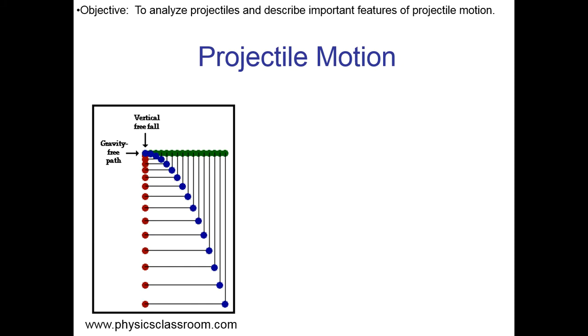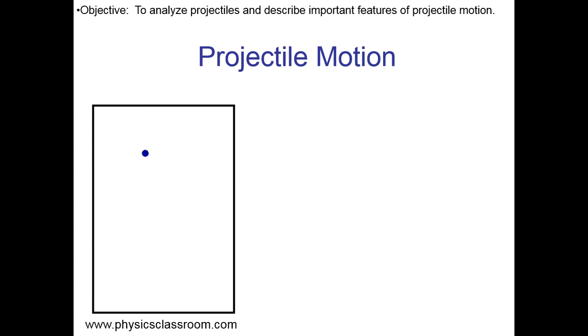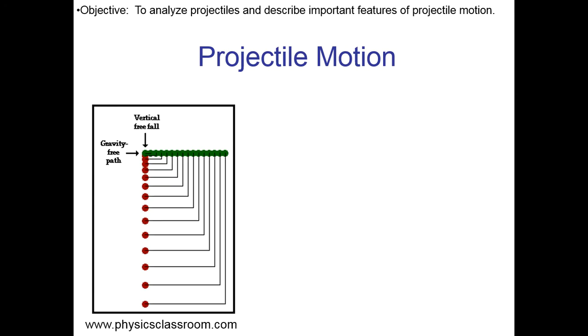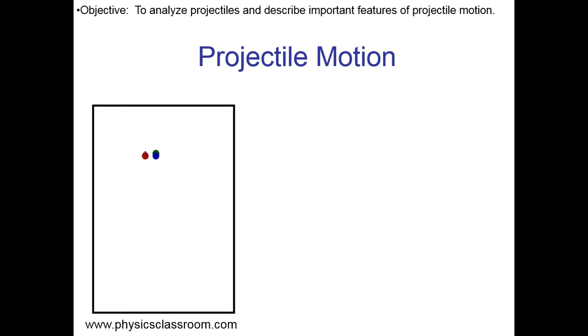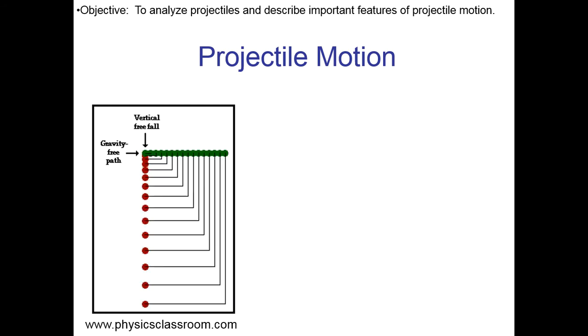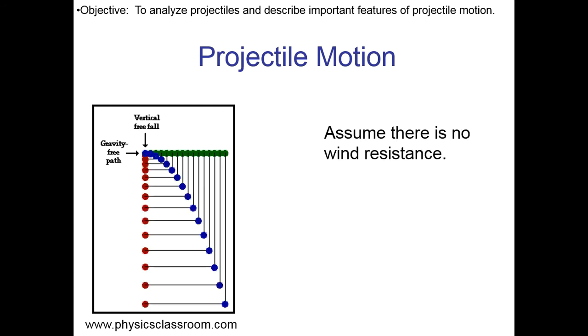So let's take a look here, and one thing we can notice is if you look at the green ball, it's going horizontally. And the spacings between those green balls are going to be the same every single time. And then if you take a look at the red ball, you can see the spacings are getting larger and larger and larger as we go along in time.